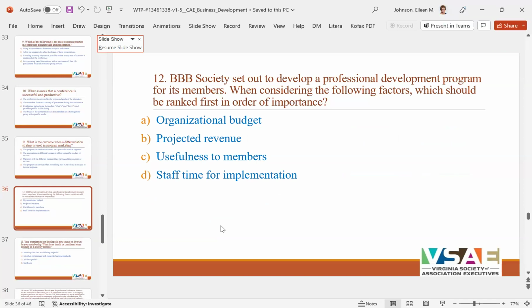Okay, BBB Society set out to develop a professional development program for its members. When considering the following factors, which should be ranked first in order of importance? Organizational budget, projected revenue, usefulness to members, staff time for implementation. C? That's correct.